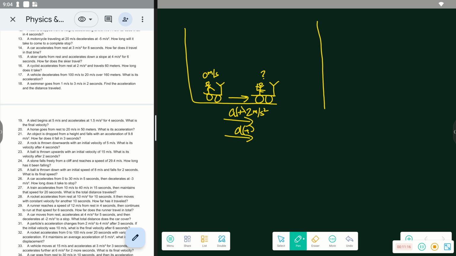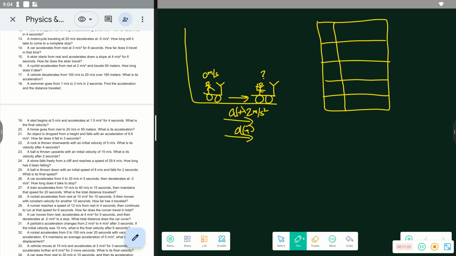All right, so do your chart. VI, VF, A, T, D. So your initial velocity is 0. Final velocity you don't have. Acceleration is 2 meters per second squared. Time is what you're solving for. And your displacement, in this case, was a positive 60 meters.